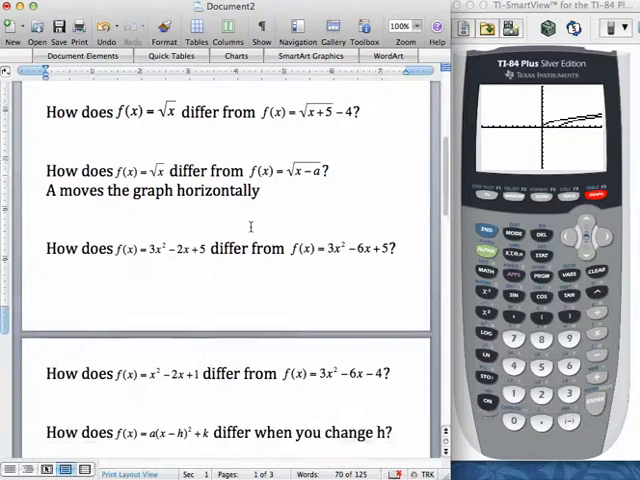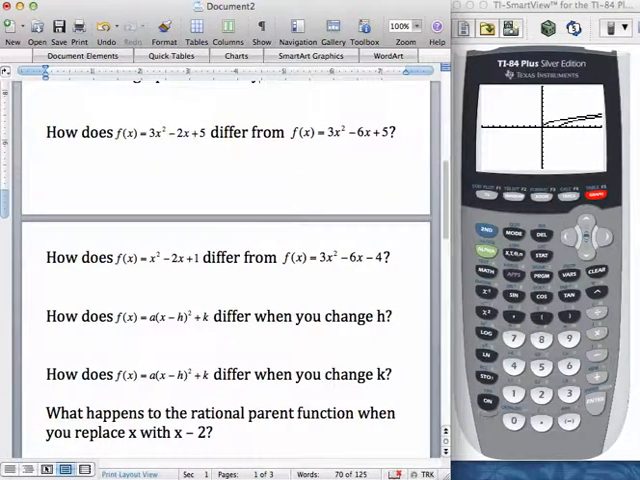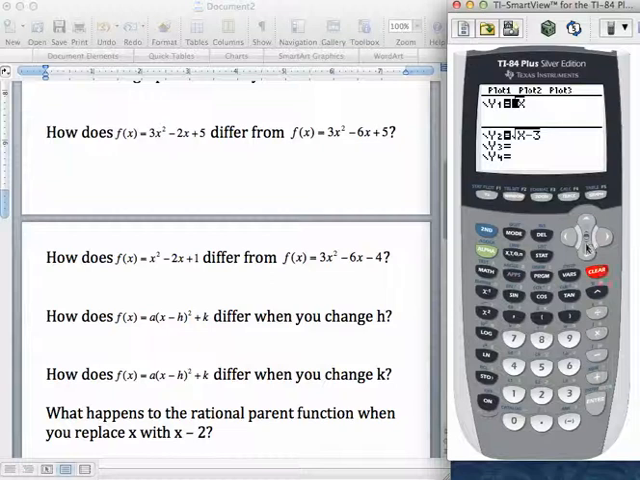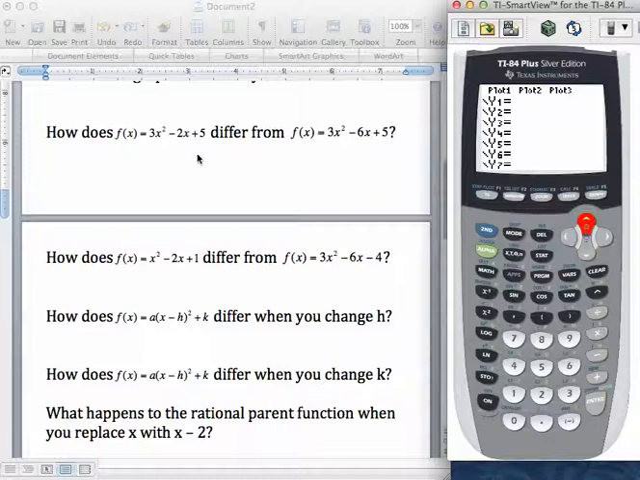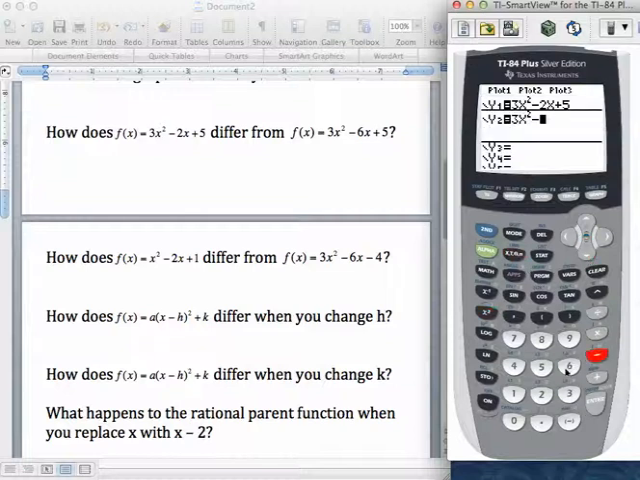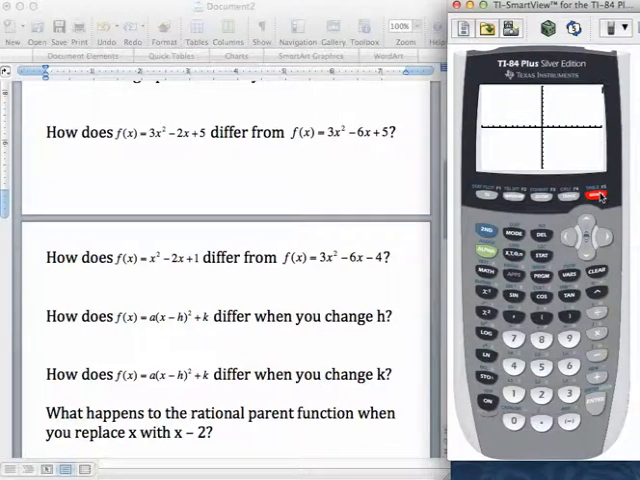Now let's move to a quadratic function. We're going to do the same thing, and then we'll write notes as we go. I'm going to go ahead and clear out all this business. So how does 3x squared minus 2x plus 5 differ from 3x squared minus 6x plus 5? Let's put 3x squared minus 2x plus 5, and then it differs from 3x squared minus 6x plus 5. So we graph. Here's the original, and then here's the new one.